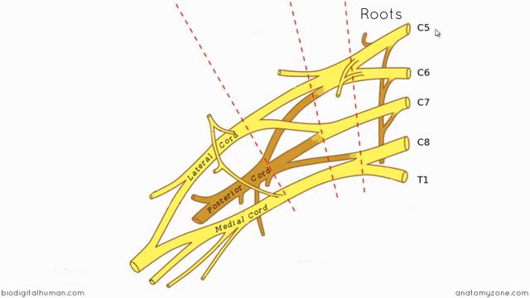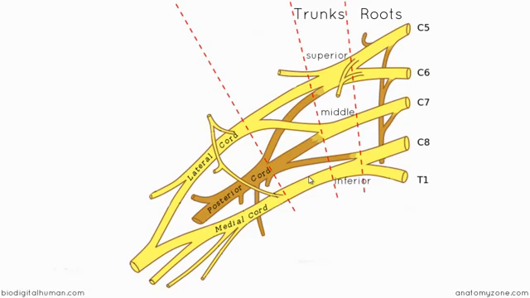Like I mentioned, the brachial plexus is formed from the ventral rami of spinal nerves C5 to C8 and most of the anterior ramus of T1. These are called roots, and then these roots form trunks. C5 and C6 converge to form the superior trunk, C7 continues to form the middle trunk, and C8 and T1 form the inferior trunk.